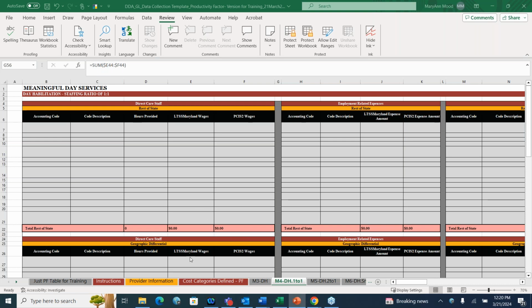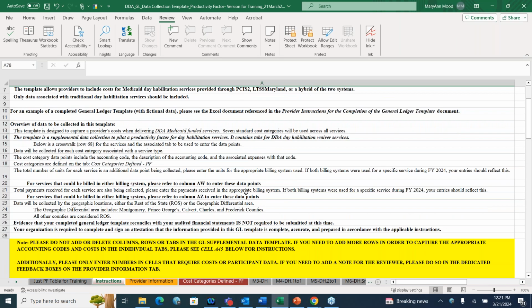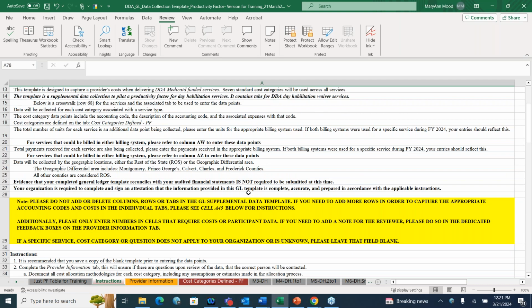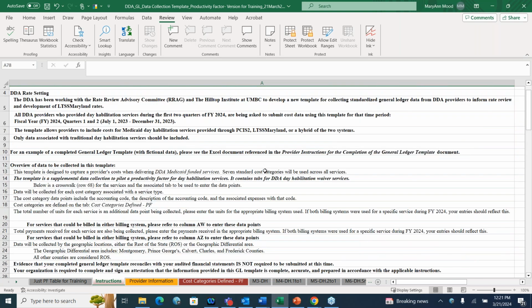Okay, so I'm just going to go through the tabs just to highlight each of the tabs in the general ledger supplemental template. It is based very closely off of the GL template. Again, the biggest difference being that productivity factor table at the bottom. I have the instructions pulled up on the screen. I'm going to hit some highlights as I'm going through the other tabs, but I just want to make sure that you know that it's here, as well as there's also a separate standalone document that is a little bit more detailed for the instructions that is also posted on DDA's website.